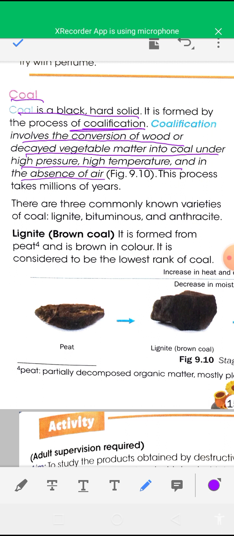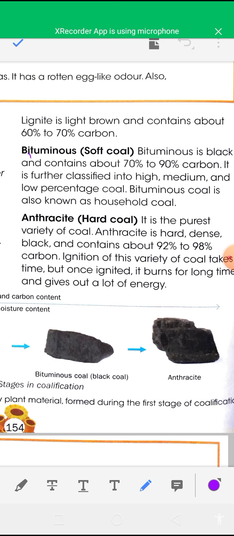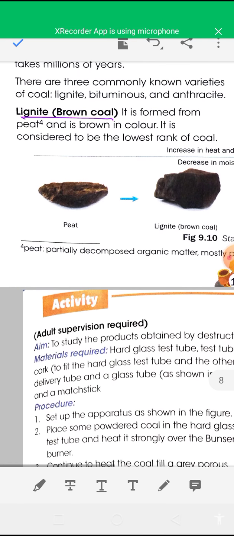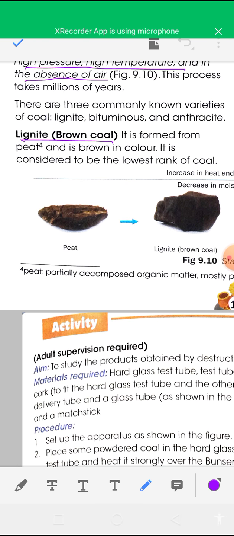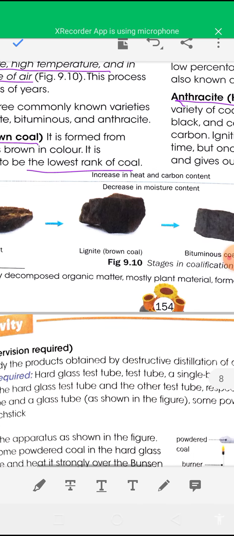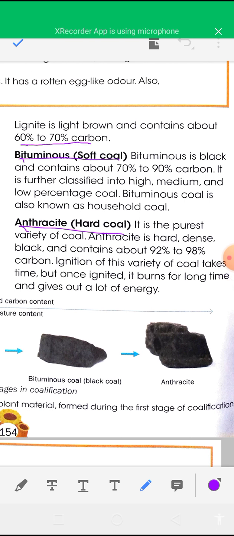Okay, there are three types of coals: lignite or brown coal, bituminous coal or soft coal, and anthracite coal. Based on the percentage of carbon present, coals are of three types. Lignite coal, brown coal, is the lowest rank of coal, and it contains 60 to 70% carbon.